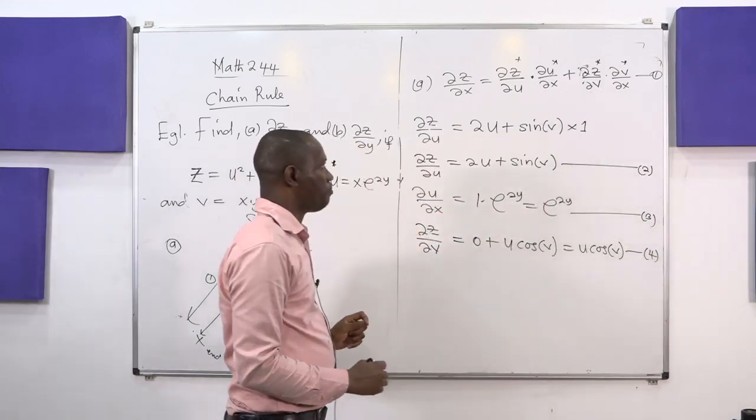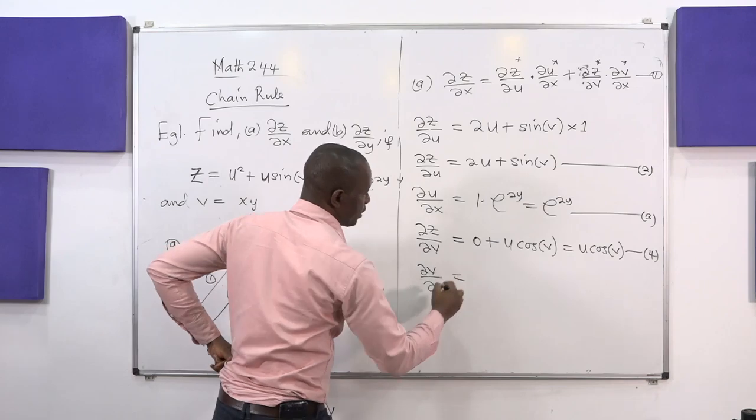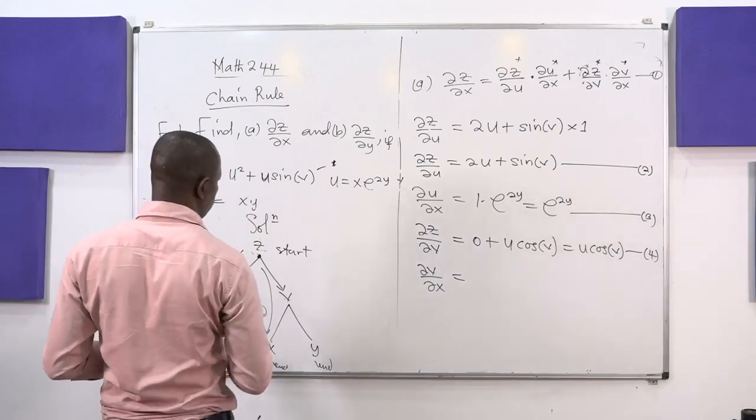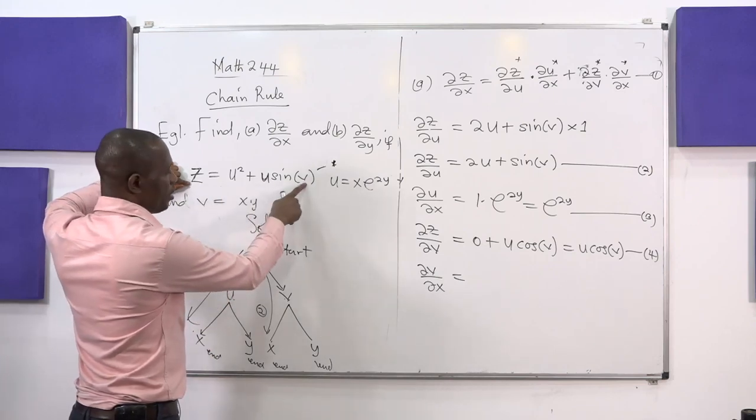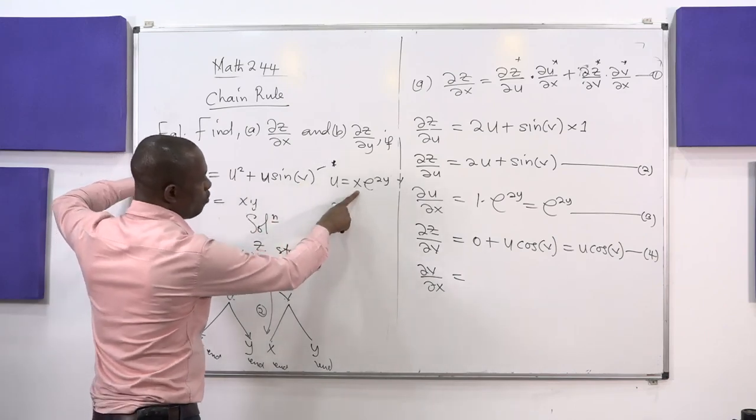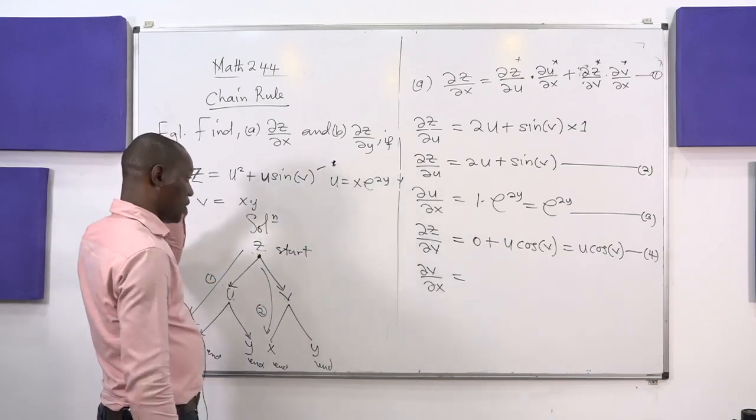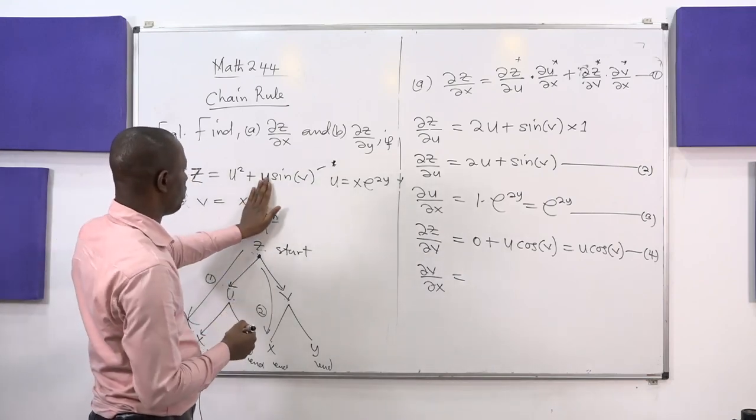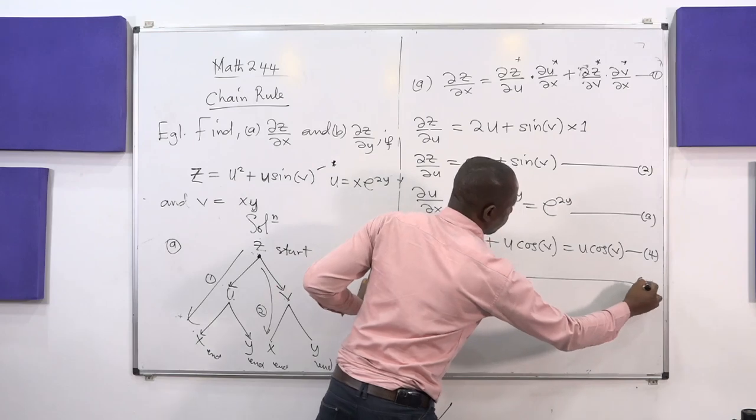Then find the last one. Partial v with respect to x. Equation connecting v and x. Z, u, v, we don't have any of them. You have v, but you don't have x. U, x, you have x, y. We don't have the v. V, x, have you seen it? So it means we differentiate with respect to x. The y is a constant. You cover the y. You say x, what do you get? 1 times y is y. Then you call it equation 5.